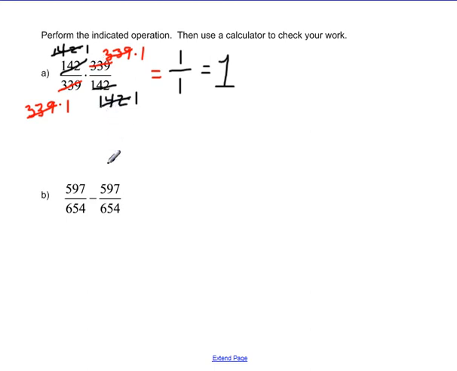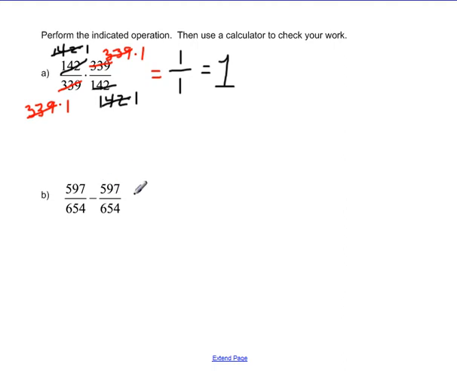So even though that started off looking bad, it didn't turn out to be so bad after all. The second problem, much the same way, but once we start looking at our denominators, we say, okay, so I'm subtracting. I need a common denominator. And notice this problem gave me a common denominator. And not only are the denominators the same, but the numerators are the same as well.